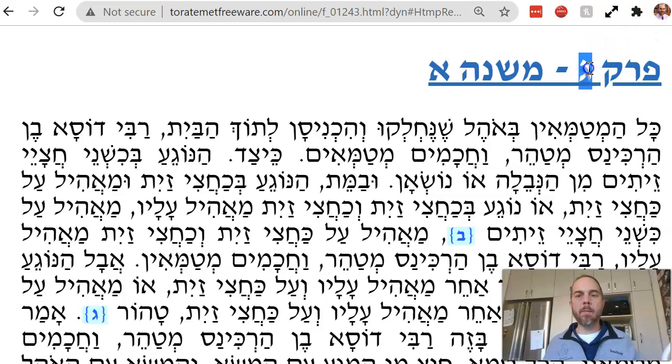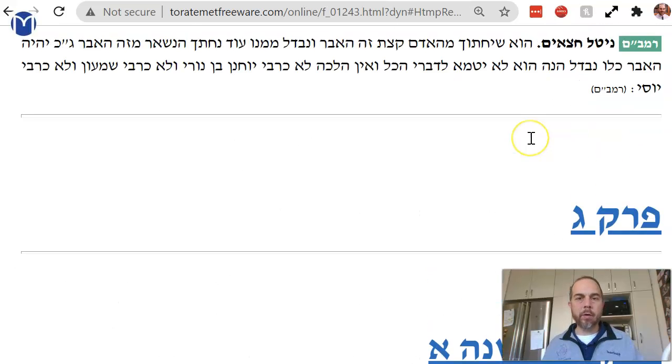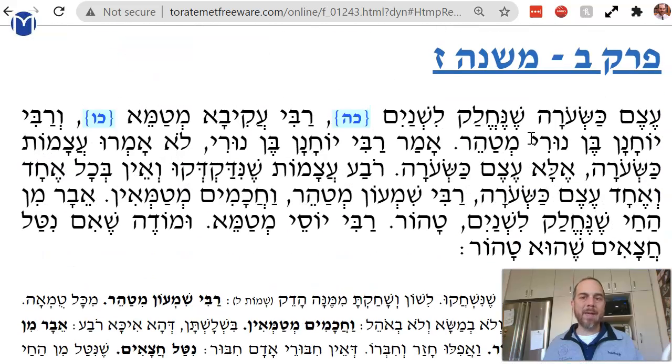Masechet Oholot, Perek Gimel, Mishnah Aleph. First Mishnah in the third chapter of Oholot. So we're going to learn, in the last Mishnah, we learned what happens if you have an Ever Min HaChai and you divide it into two. Meaning, is half a shiur or not?